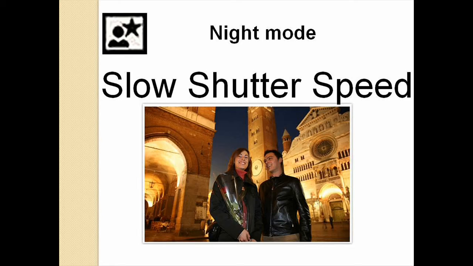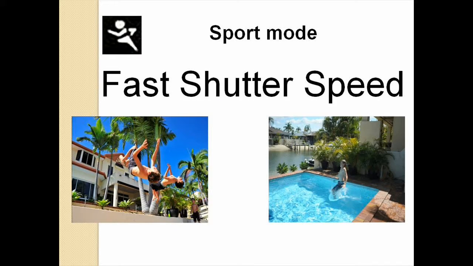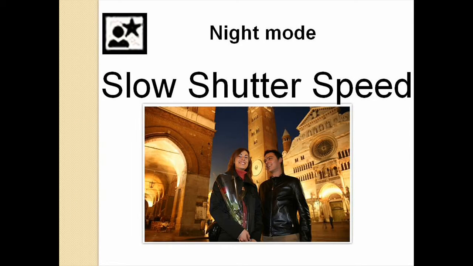So just keep that in mind. Remember, sports mode gave us a fast shutter speed to freeze motion. Night mode will give us a slow shutter speed and anything that moves becomes blurry, but we also gather more light from a low lit scene. Don't worry, we'll get to practice this in a second.